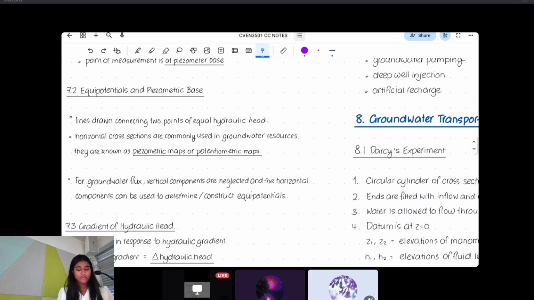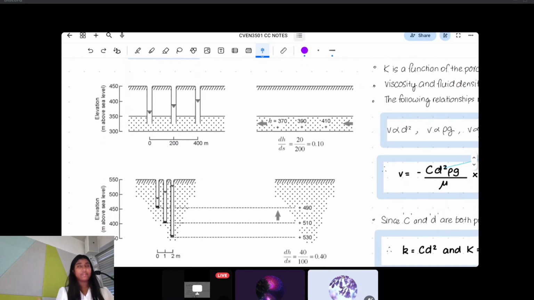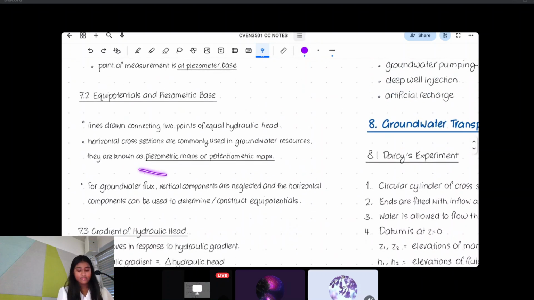And then the equipotentials were just to show you the line, or to define the line that's drawn between two areas of equal hydraulic head. So technically for this part here, you're looking at changes in hydraulic head. So that wouldn't be relevant to this because the hydraulic head is equal at an equipotential line. Does that make sense? I don't know if I explained that too well. Okay.